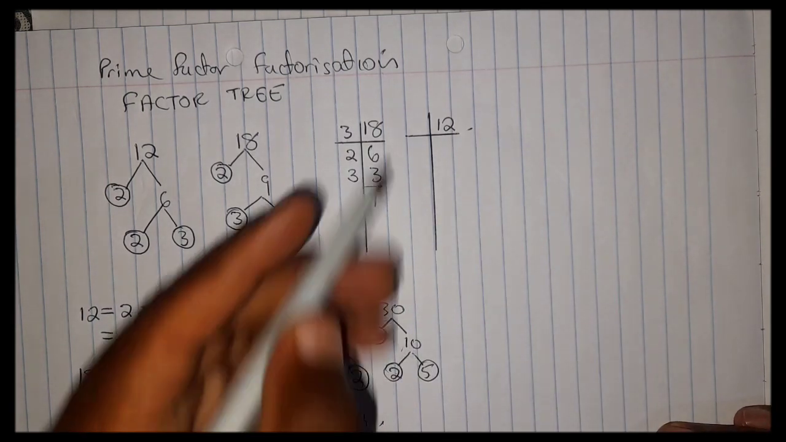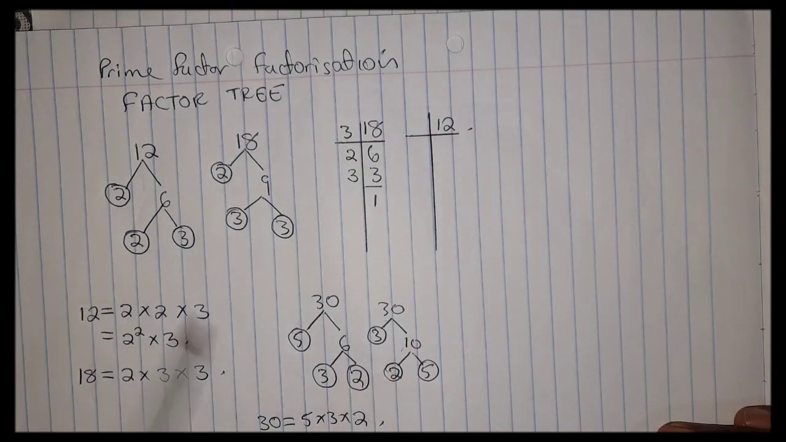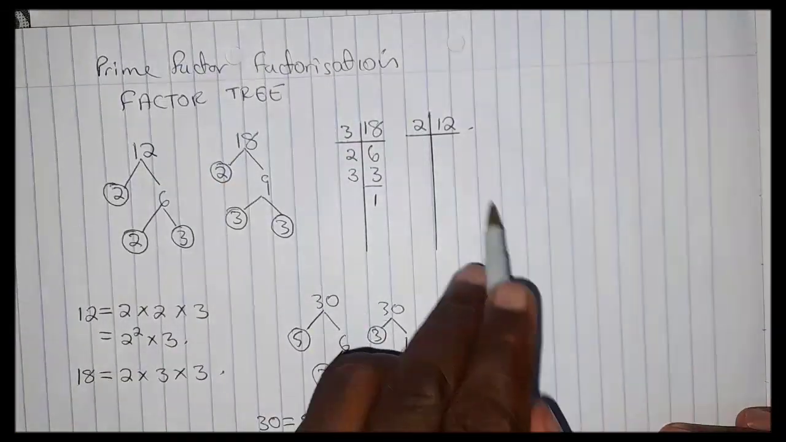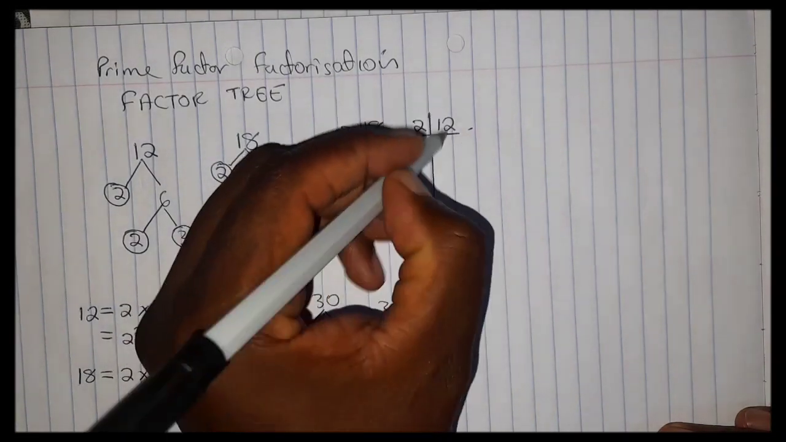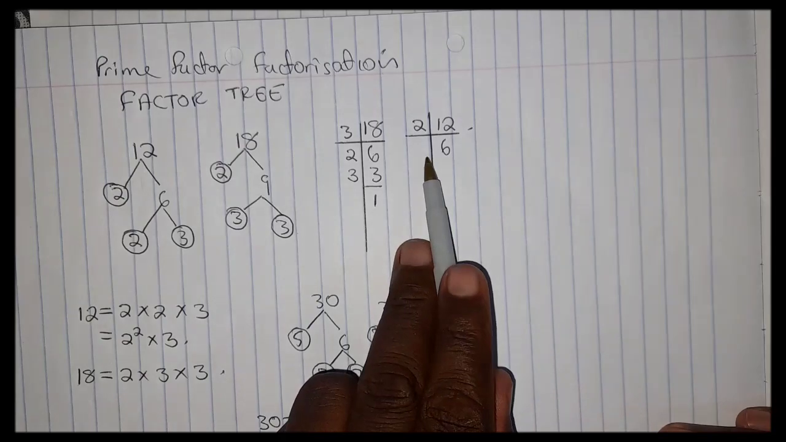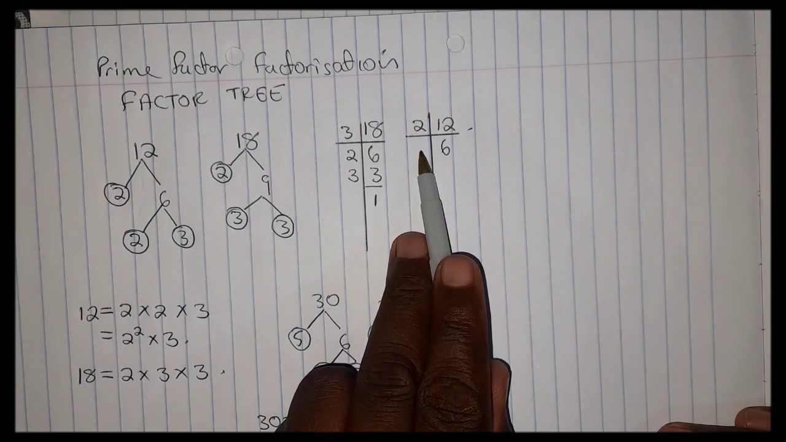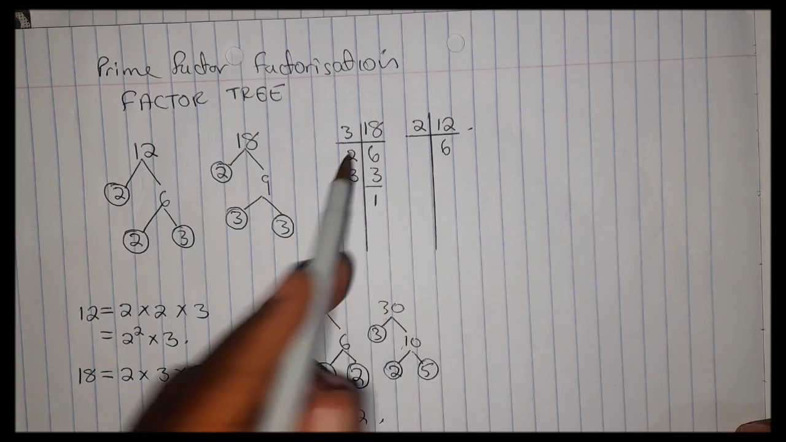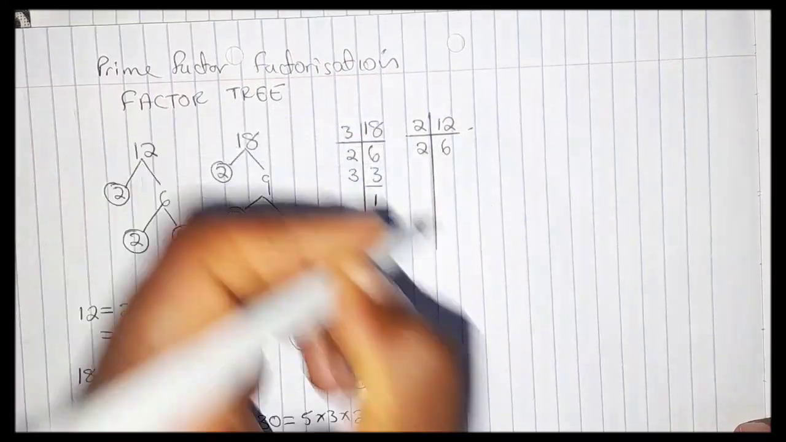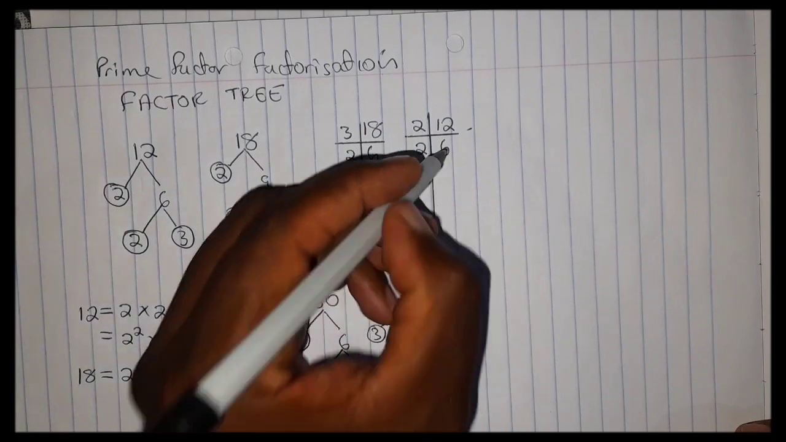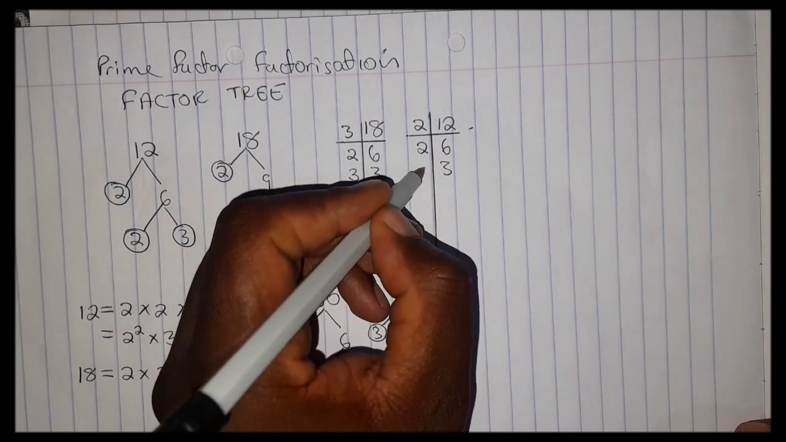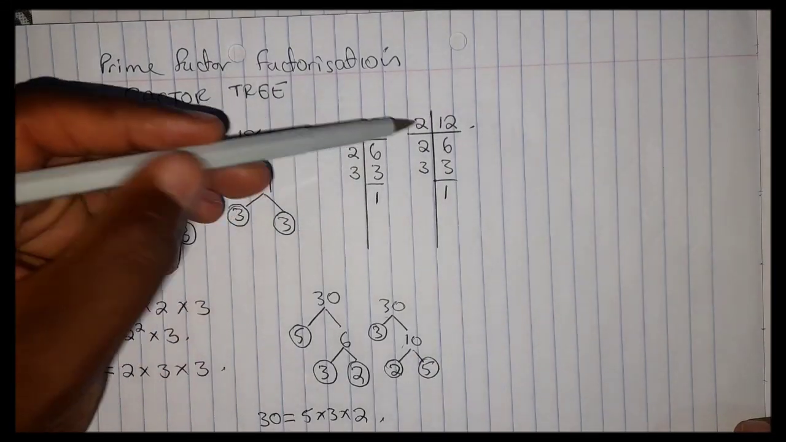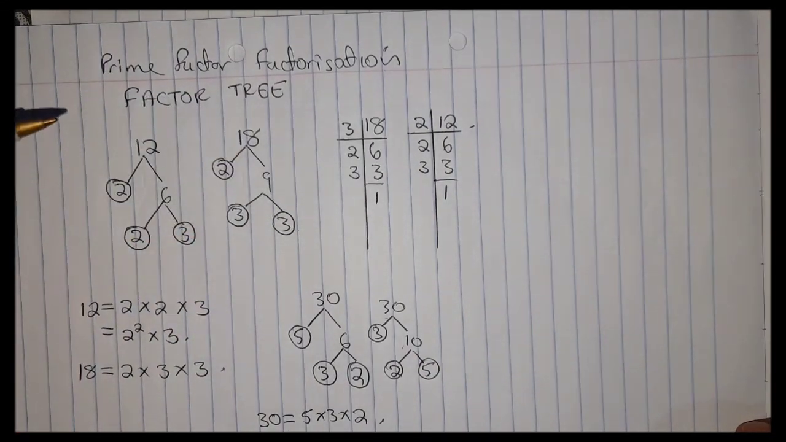And then coming to 12, we can start with any of the numbers. Let me start with 2. 2 goes into 12 how many times? 6 times. And then I can use 2 also, or I can use 3. Both of them are prime numbers. They can get into 6 without leaving a remainder. Let me use 2. 2 gets into 6 how many times? 3 times. And now 3 gets into 3 once. So 12 is 2 times 2 times 3.